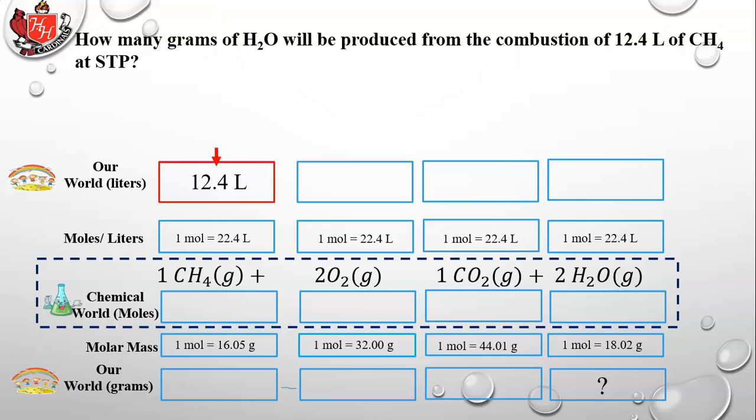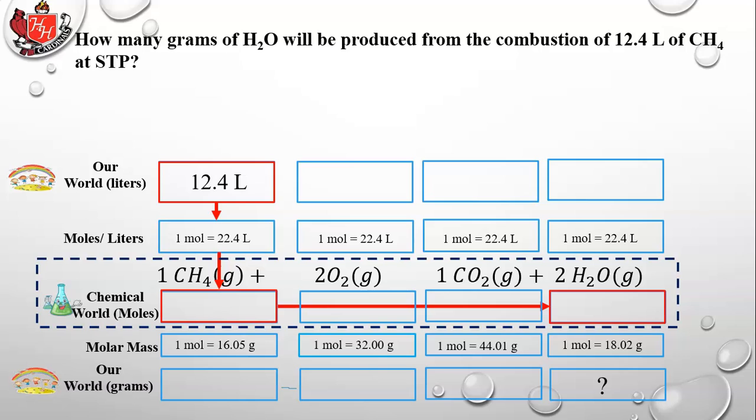So the first step is to go from 12.4 liters through that standard conversion for liters to moles. 1 mole equals 22.4, and that will get you the number of moles of CH4 that you have. Now you can only move sideways when you're inside the chemical equation, so this is a moles to moles conversion. Moles of one substance to moles of another substance. So it goes across like that, from moles of CH4 to moles of H2O. That's the second conversion.